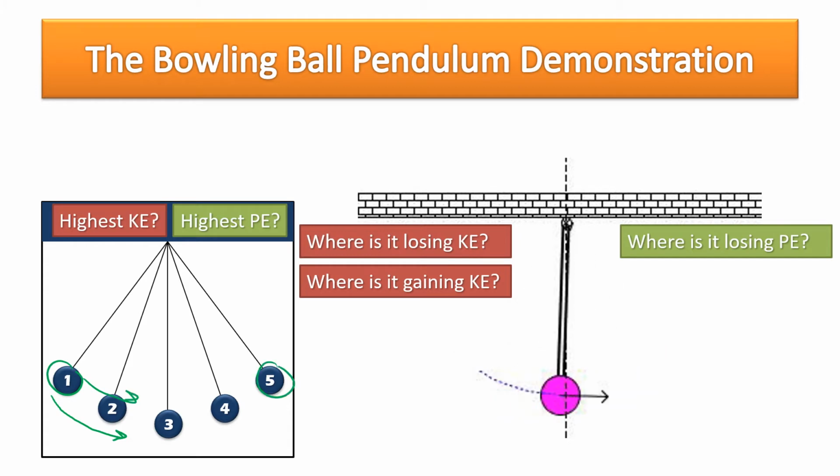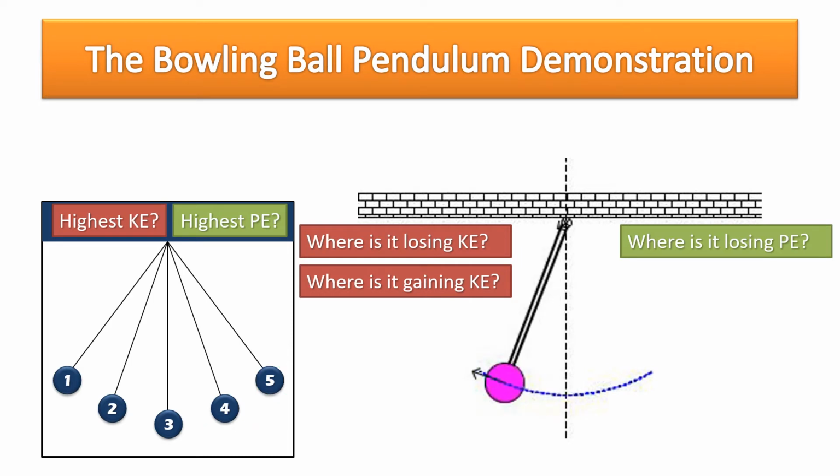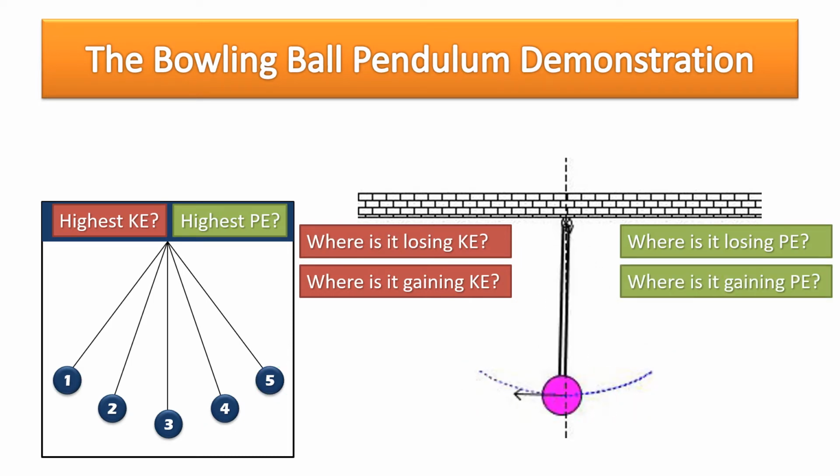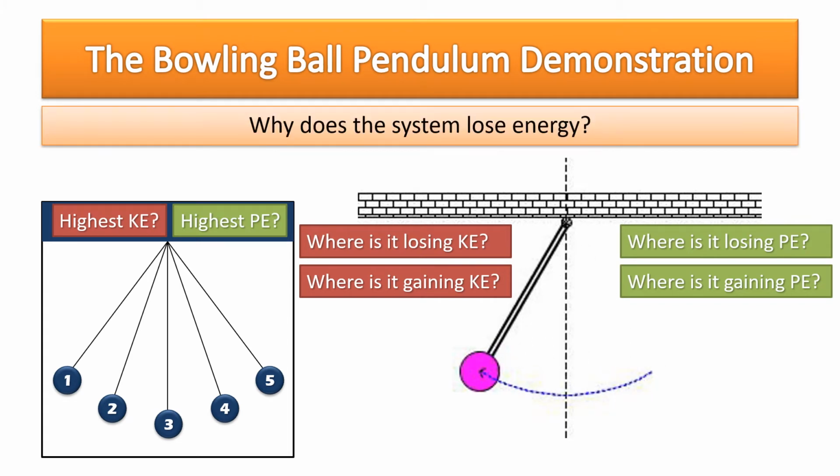And if you are up here and you're going towards the equilibrium position, you're losing potential, you're gaining kinetic, that type of thing. Where is it gaining potential energy? When it's gone past the equilibrium position and is going up, that's when it's gaining potential energy. So that's cool. There's a couple other questions.